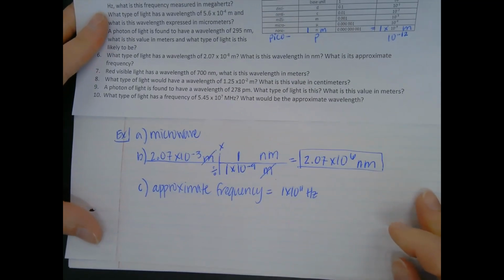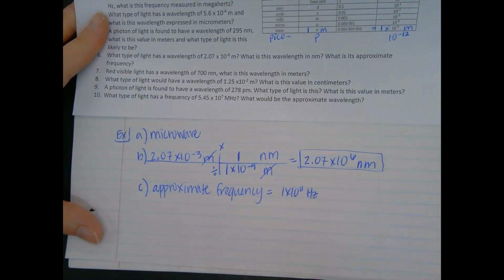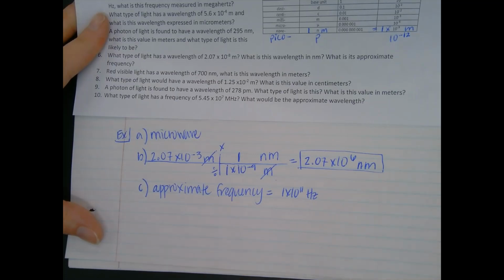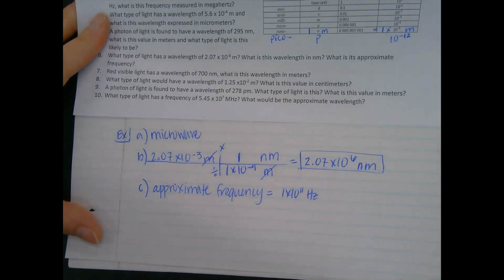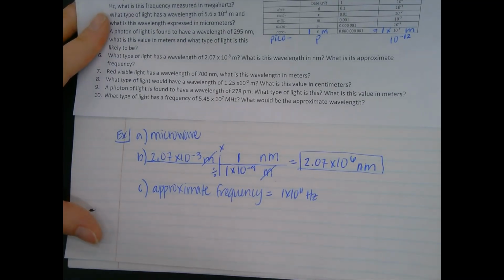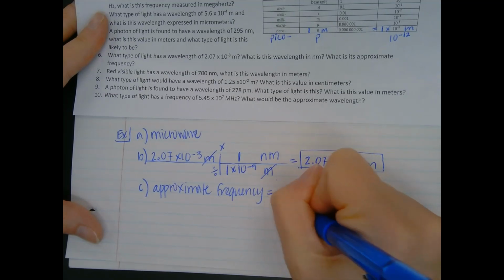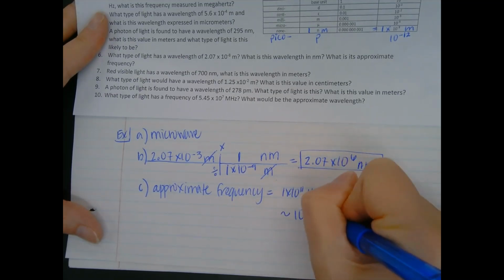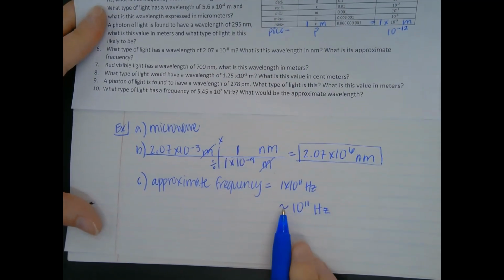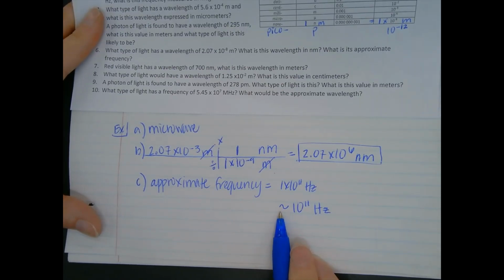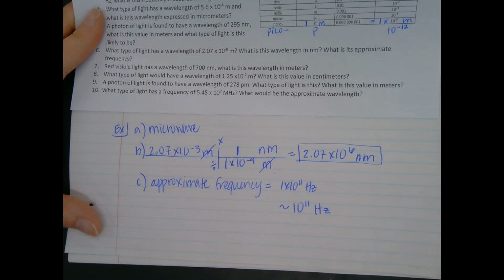Okay. In math, what is the symbol for approximately? Isn't it the little curve, right? The little wiggle. So I can also say approximately 10 to the 11th hertz. The symbol means approximately 10 to the 11th hertz. Okay? And we are just approximating.